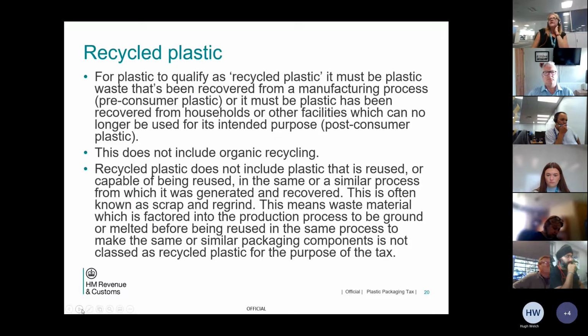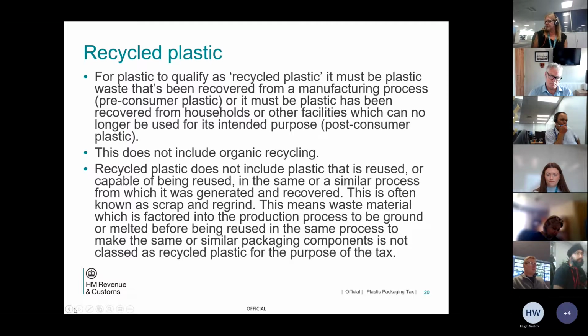So recycled plastic. So this is either from pre-consumer waste or post-consumer waste. So that's stuff that's collected at the curbside and stuff like that, which counts. So sometimes in a business where you have waste created during your processes, if it's taken away and reprocessed and put back into a different process, that's fine. If it's simply scrap and regrind and put into the same production process, it's not really recycled plastic. So we've put some guidance out there about that.